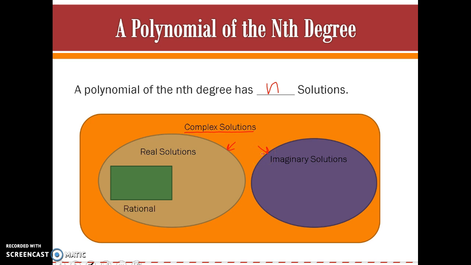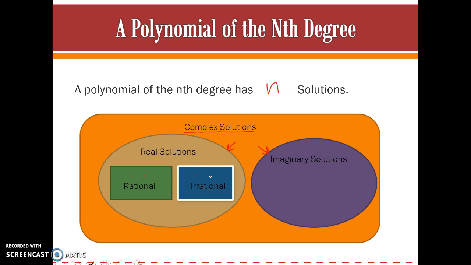Well, if they're real solutions, they're either rational or they're irrational. So it could be like the solution is 3, but the solution could be the square root of 3. If it's the square root of 3, it would be irrational. If the solution is 3, then it's rational. If it's 2/3, it's rational. If it's the square root of 5, then it's irrational.